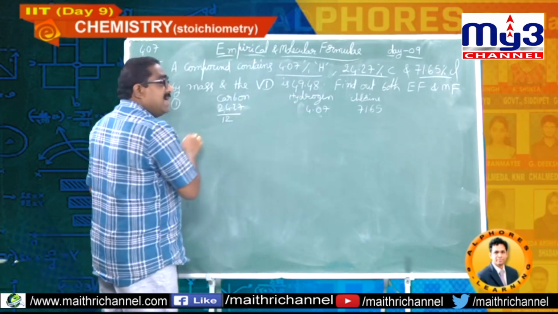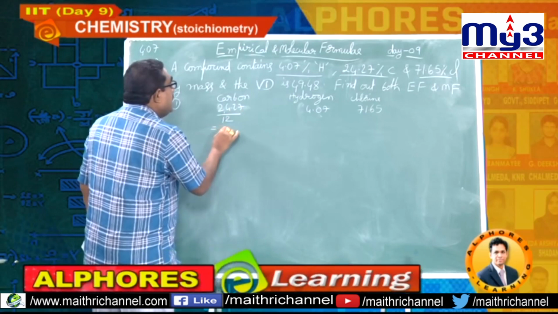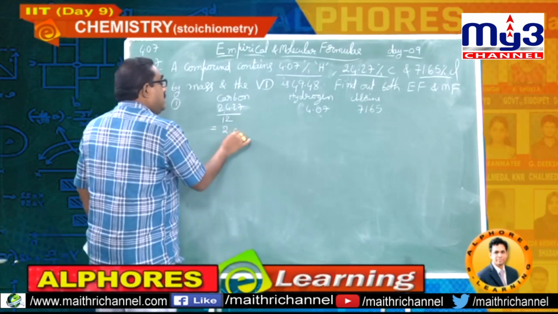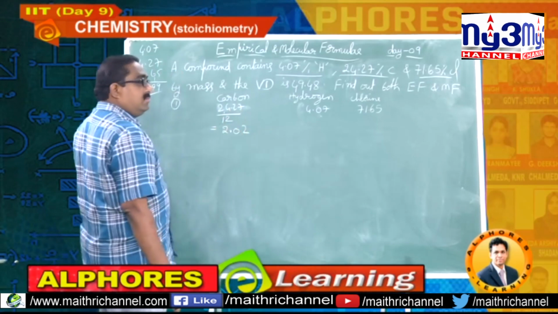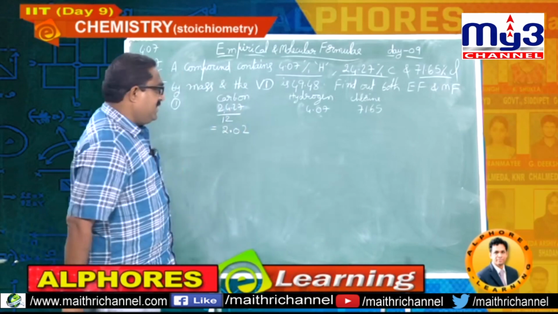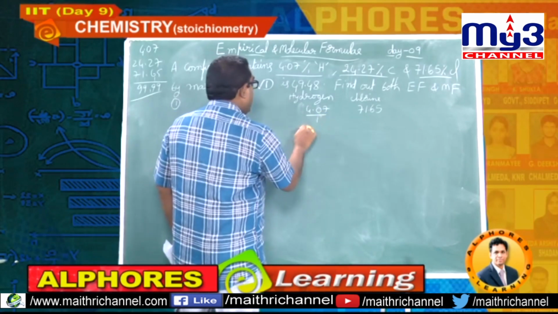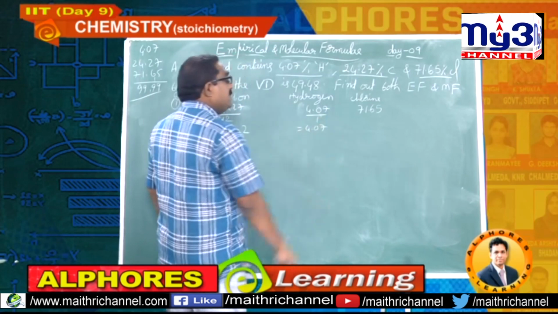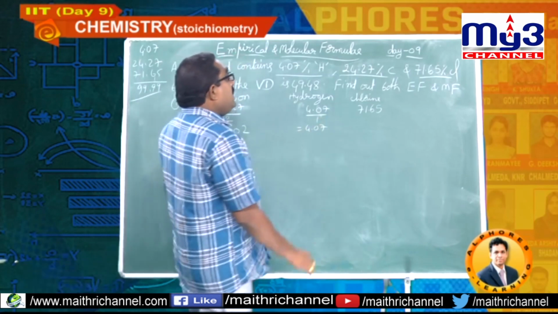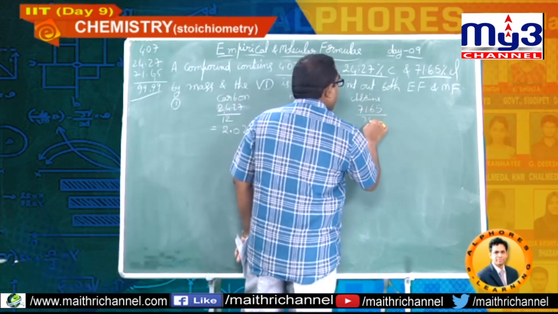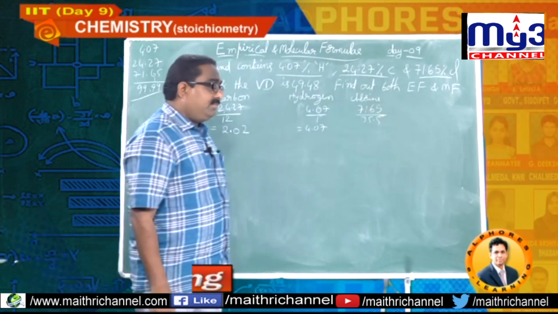By 12, the atomic weight, students. Here 2 12s are 24, again 2 12s are 24. Up to 2 units is sufficient. Hydrogen by 1, so simply you can write 4.07, no problem. Here chlorine, that is 35.5 atomic mass, we know.